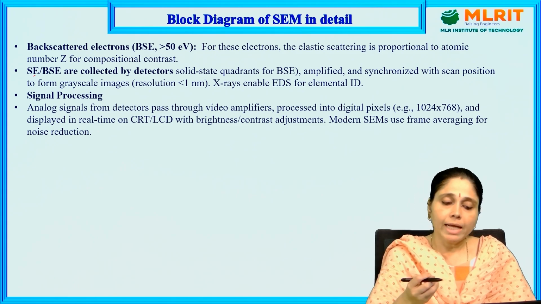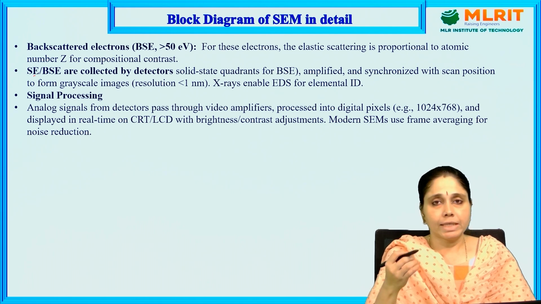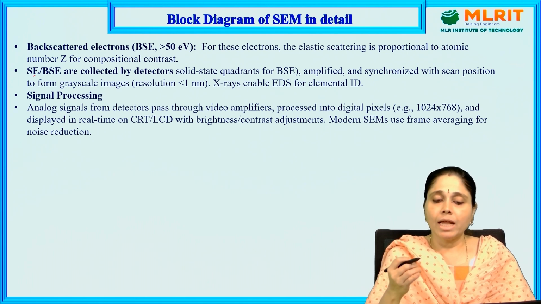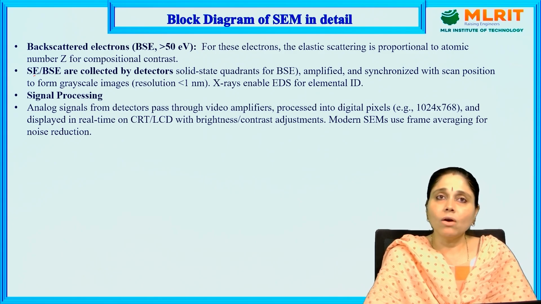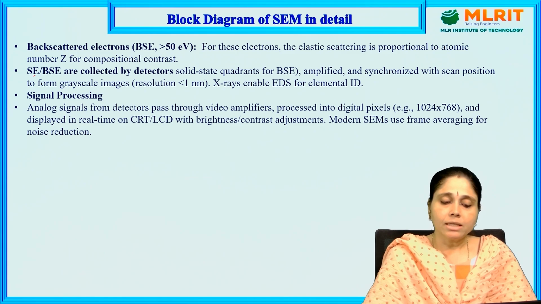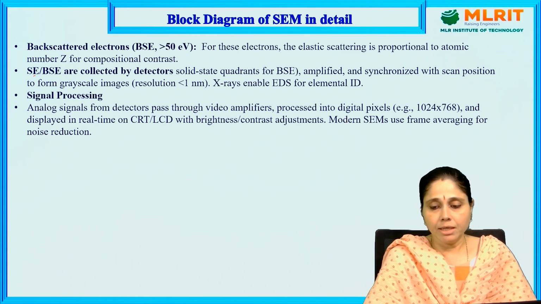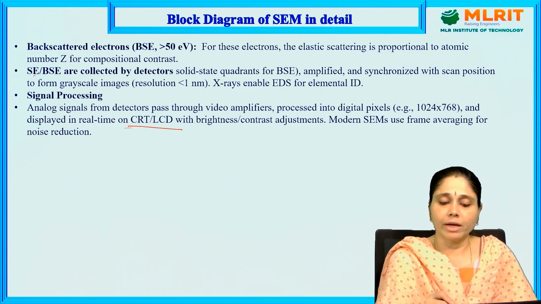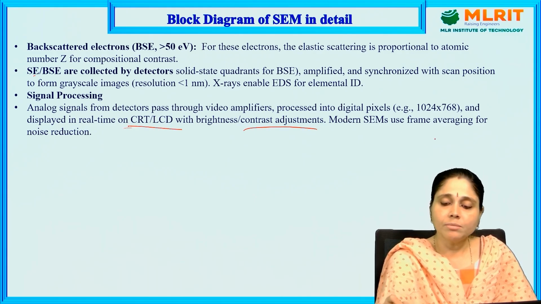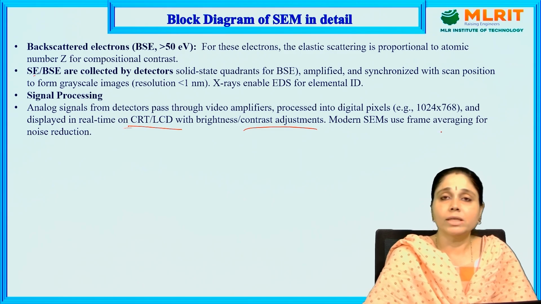Okay, grayscale images with a resolution of less than 1 nanometer. X-rays enable EDS for elemental analysis. Okay, what is the signal? Analog signals from the detectors pass through video amplifiers, are processed into digital pixels, and are displayed in real time on a CRT or LCD with brightness and contrast adjustments. Modern SEMs use frame averaging for noise reduction.